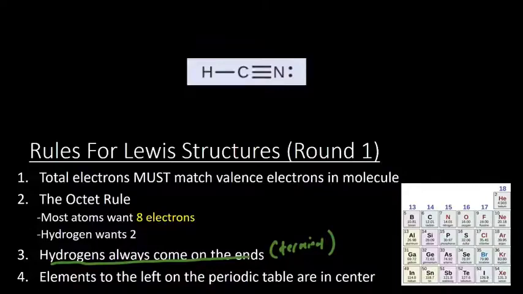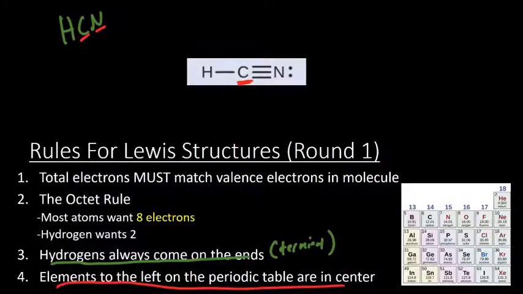Now, one key question you'll have when you're drawing a Lewis structure is what should I put at the center, right? So I see HCN. Well, I could put carbon at the center or nitrogen at the center. The correct structure has carbon at the center. Why is that? Well, the rule here is that elements to the left on the periodic table are in the center. So carbon is going to be in the center. There's a number of reasons for that, which we won't go into, but just know that the further they are on the left on the periodic table, the more likely that makes them central. Okay, so those are the rules for Lewis structures.